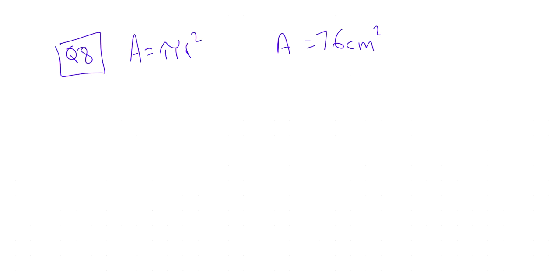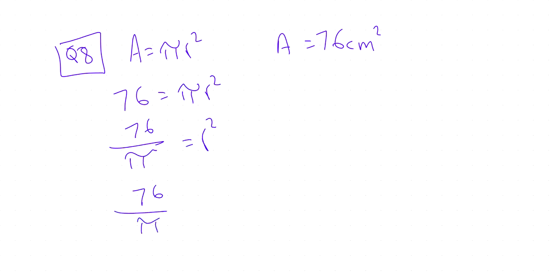Last question, they gave us the formula for the area of a circle. They've told us what the area is, and they want to know the radius. So let's just stick in the information that we know. So I need to get r by itself, so I'm going to divide by pi is r squared, and then I'm going to take the square root of this.